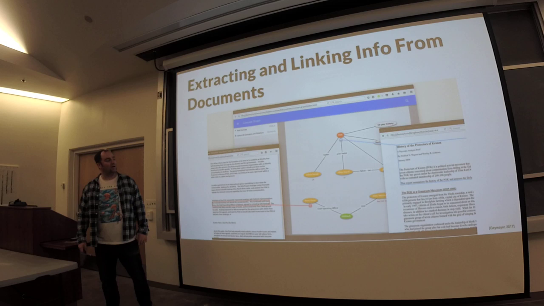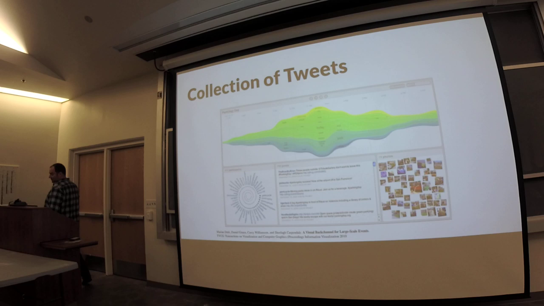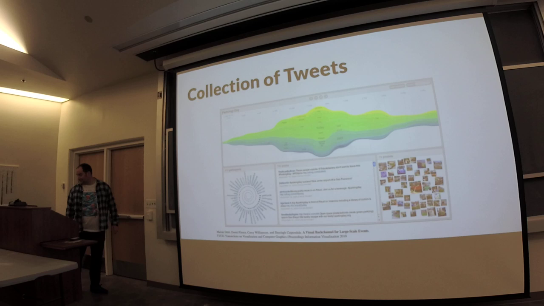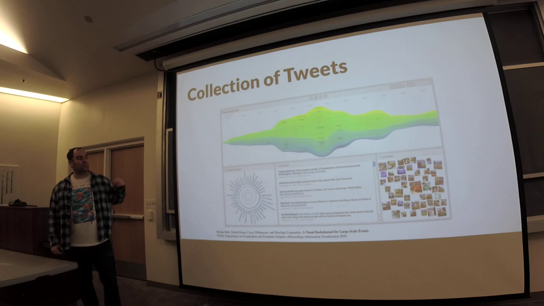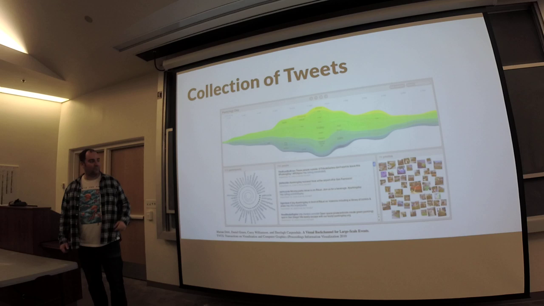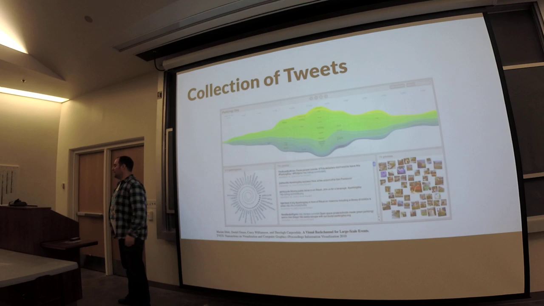And then there's, of course, a lot of corpus analysis of social media content. Here is a simple example for Twitter data. This is called a visual back channel for large scale events. The way the system works is you put in a hashtag, and it retrieves all of the tweets related to the hashtag, and then shows you what the themes in those tweets are, who the participants are, what photos were posted, how those themes evolved over time, and also gives you the actual data here. So I'm going to skip over this.